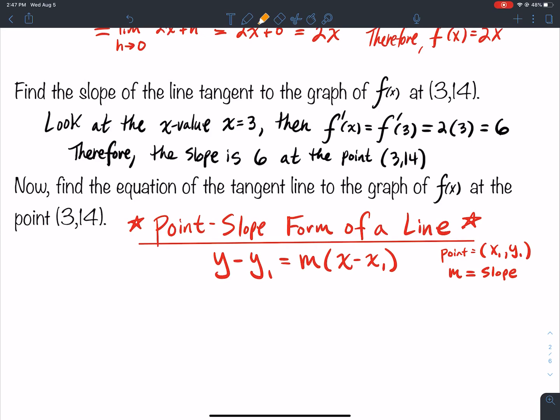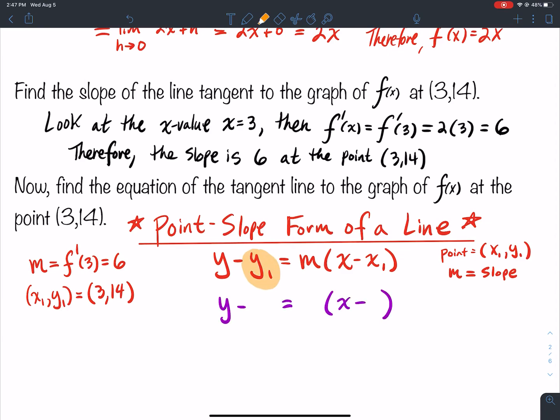Now, what do we need to figure this out? We need the slope and the point, the two things in the formula. The slope is equal to the derivative evaluated at the point. The point is x equal to 3, y equal to 14. So I plug in 3, and I've already done this work, I get 6. My x1, y1 point is (3, 14), so I replace y1 with 14 and x1 with 3, and my slope m is equal to 6.